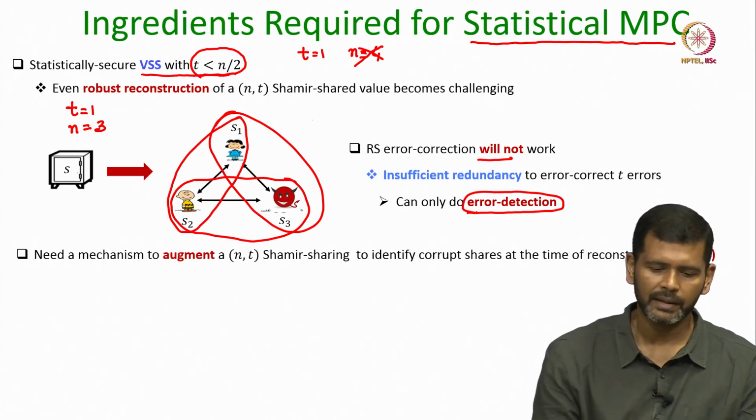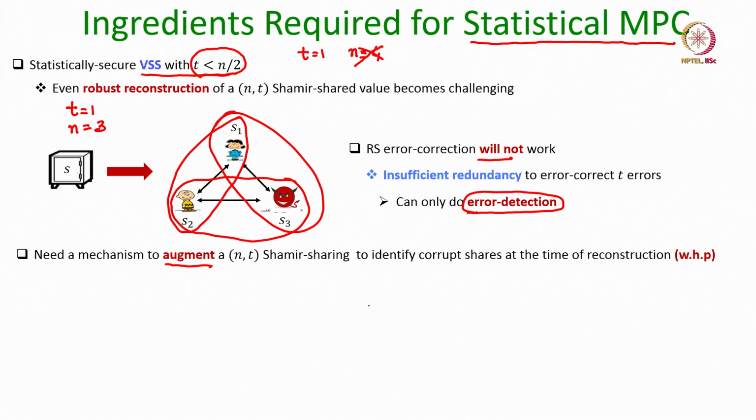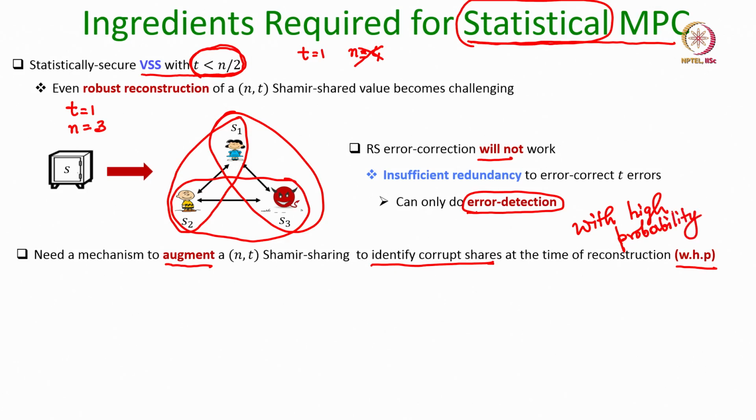So, that means we definitely need to augment our secret sharing to identify corrupt shares during the time of reconstruction, where we are in the setting t less than n over 2. Fundamentally, it is not possible to always identify the corrupt shares in the setting of t less than n over 2. But since we are in the statistical setting where a negligible error is allowed, we want a mechanism where we should be able to identify the corrupt shares with high probability, which should be possible in the setting of t less than n over 2. And that augmentation happens through information checking signatures, IC signatures.